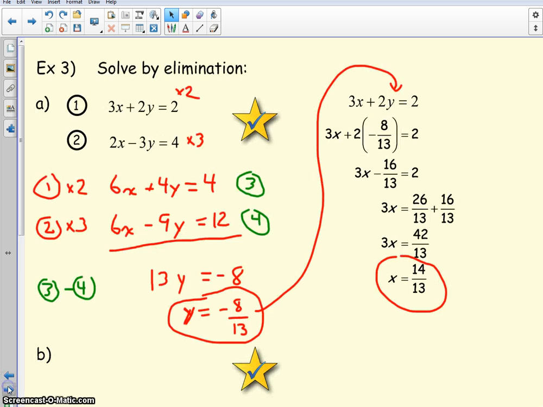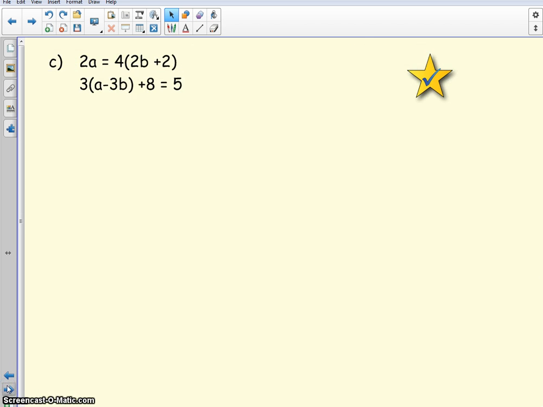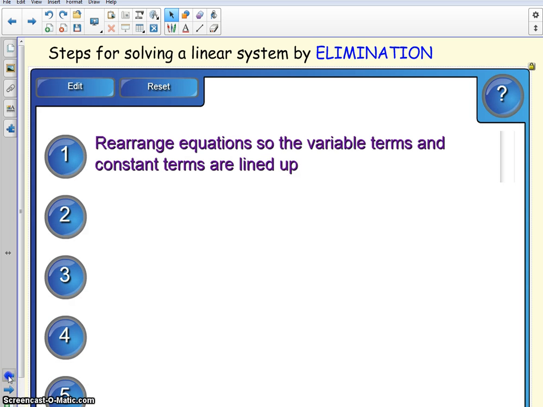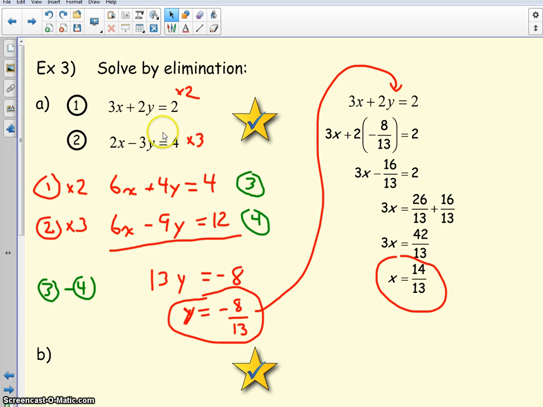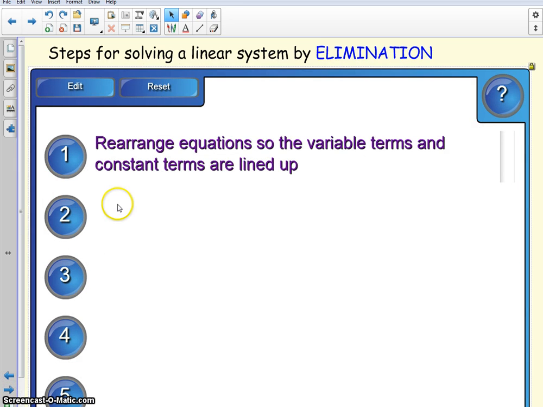X's, y's, constants all lined up everywhere. That's not always going to be the case. In fact, one of the examples we're going to be doing next, you'll see where we have variables all over the place on both sides of the equation. So to make your life a little bit easier, you want to rearrange it so you have your x's, y's, and constants all lined up with each other.